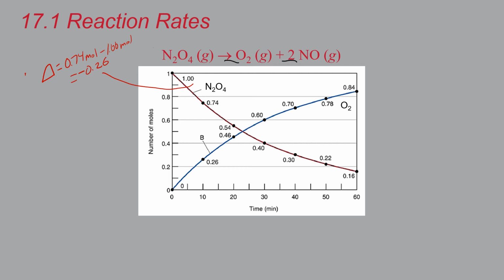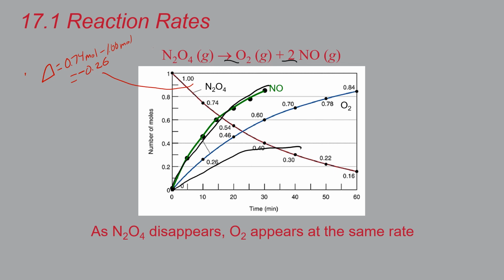Now, what about NO? Would you expect it to grow faster or slower than the amount of O2? So would you expect the NO curve to look like this one or this one? The lower one or the higher one? Think about it. And the answer is the higher one. Why is that? So that's what NO looks like.